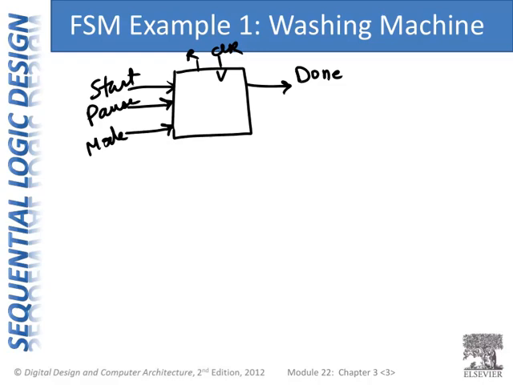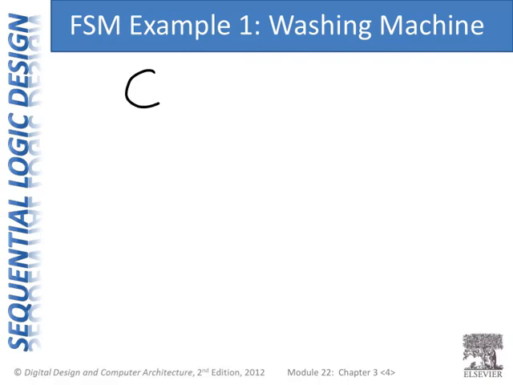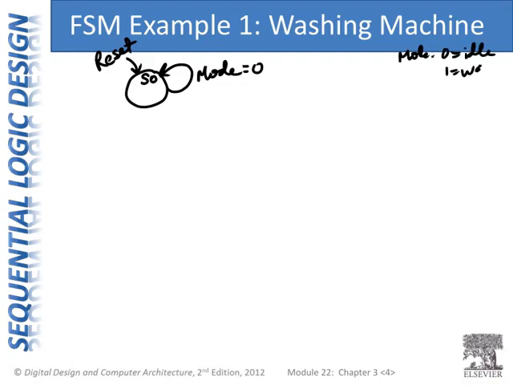And so now let's draw our state transition diagram. We'll start in some reset state, S0. We always have our reset input showing what state we go to upon reset. So in S0, we're waiting for a mode input. Let's say we have 2 modes, just wash and idle. So 0 is idle and 1 is wash.